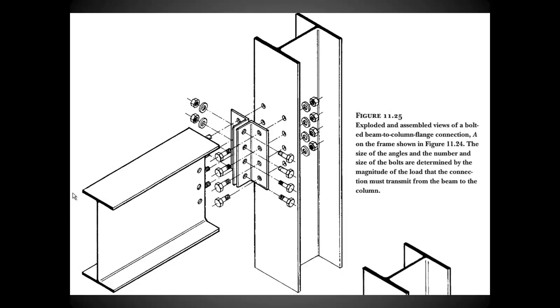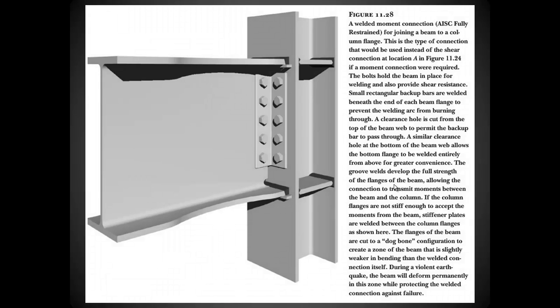Here's an exploded assembly of a bolted beam to column connection. We've got two strips of angle iron or angle steel. They're pre-drilled and bolted in place to these locations. No weld, just a bolted connection, beam to column flange connection. Here's an illustration of a similar one where we have bolted beam to column connections.